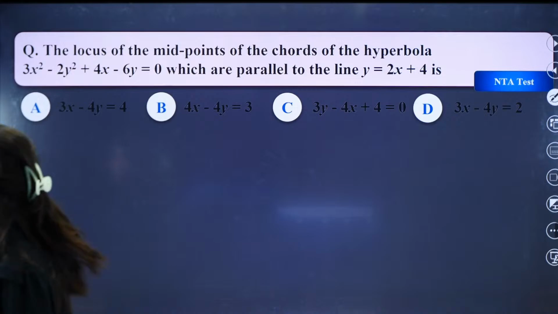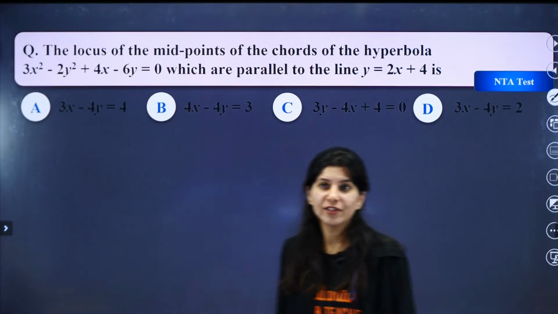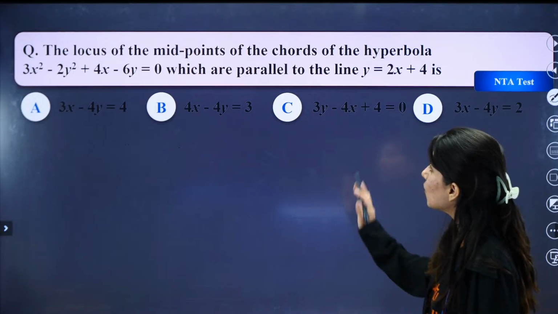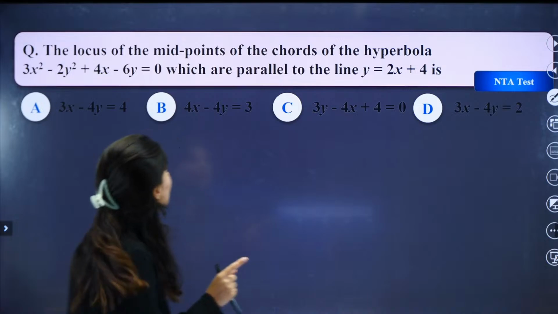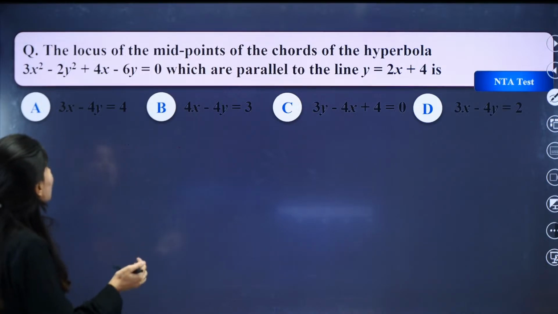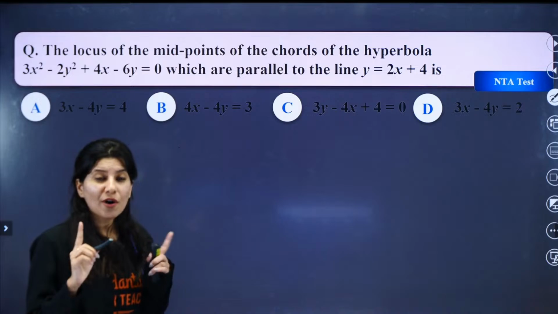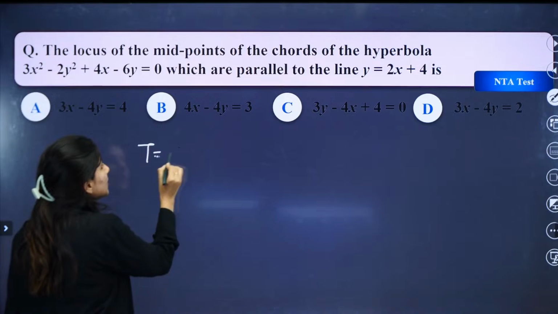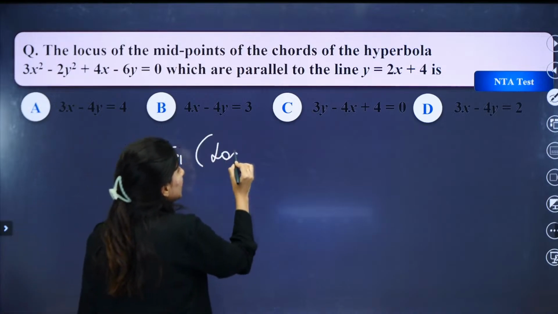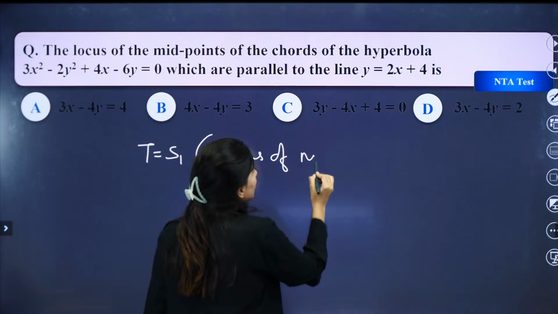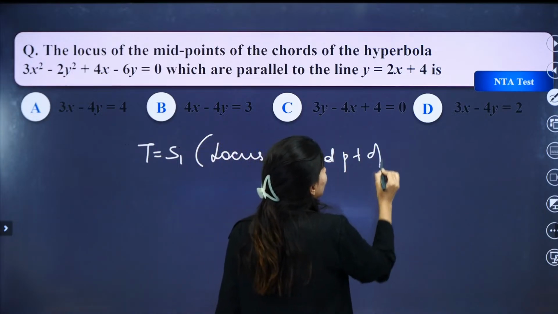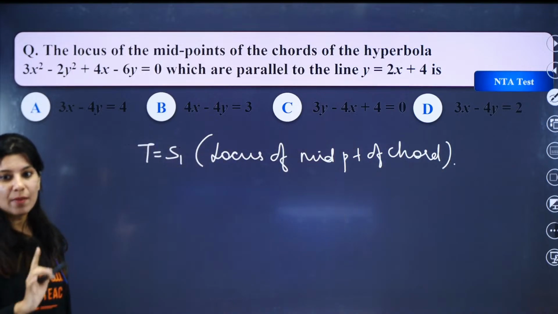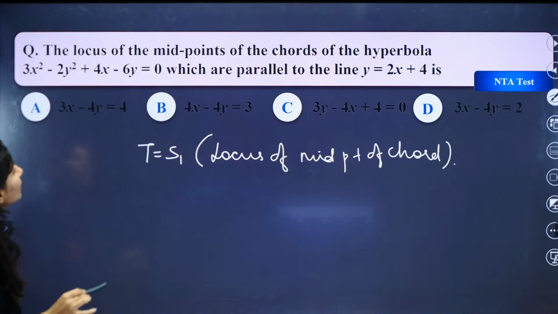Okay, so we have a next question from parabola, which is the locus of the midpoints of the chords of the hyperbola. All right, so we have another thing over here. Locus of the midpoints of the chord of the hyperbola. So locus of midpoint of chord of any curve is given by T equals to S1. Please remember this.